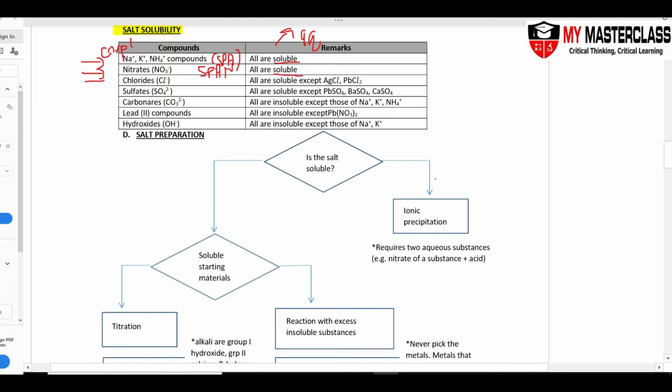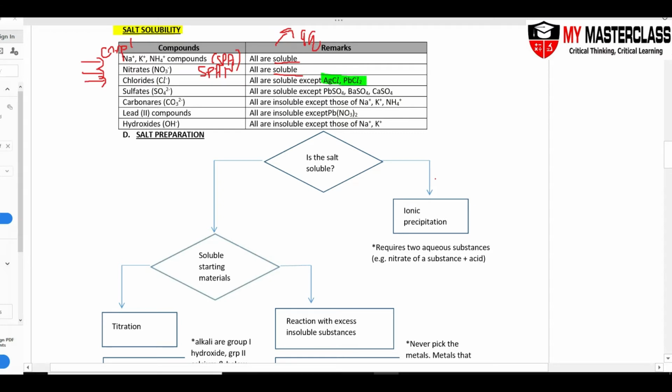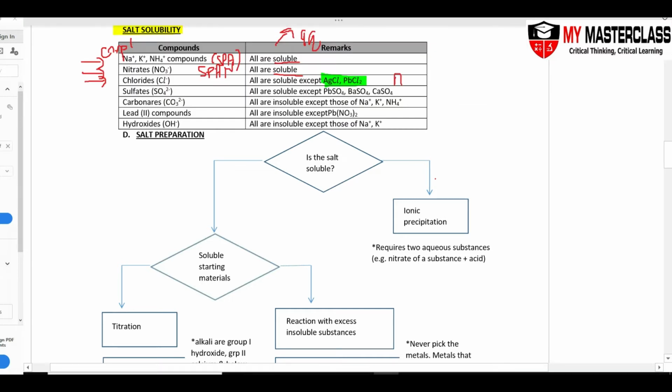Okay, chlorides coming from your hydrochloric acid. All are soluble except 2 of them within the syllabus. So silver chloride and lead 2 chloride. Okay, silver lead, can remember it AP or student needed silver and lead, whichever is easier for you.